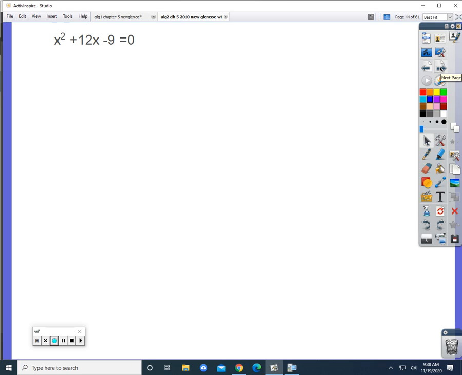this problem. What I recommend you do is come under the problem and put a here, b here, c here, but also notice it has to be set equal to 0. Don't start putting the values in the quadratic formula until it is completely set equal to 0. And this one is, so we're ready to go. So let's copy it down.